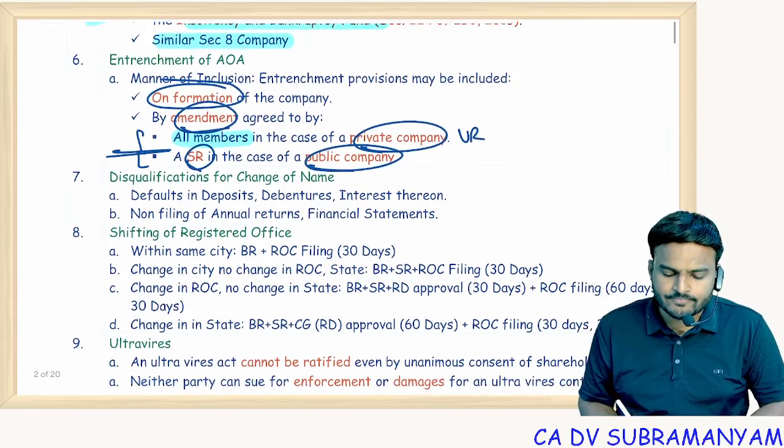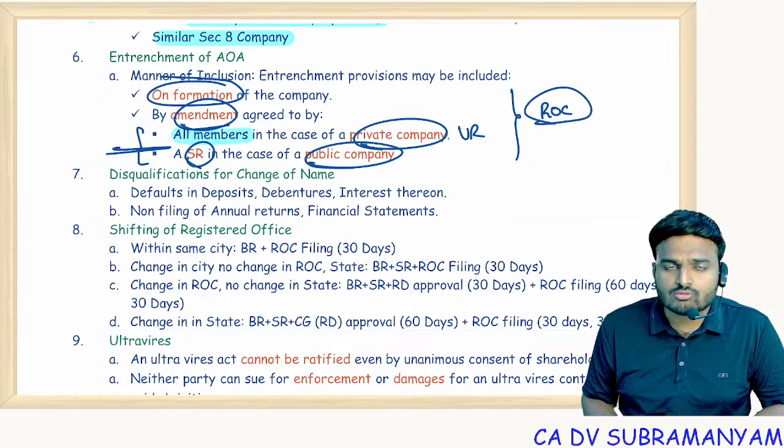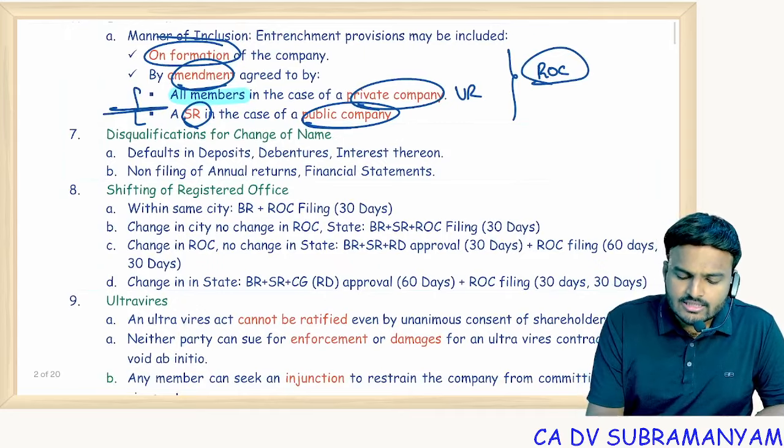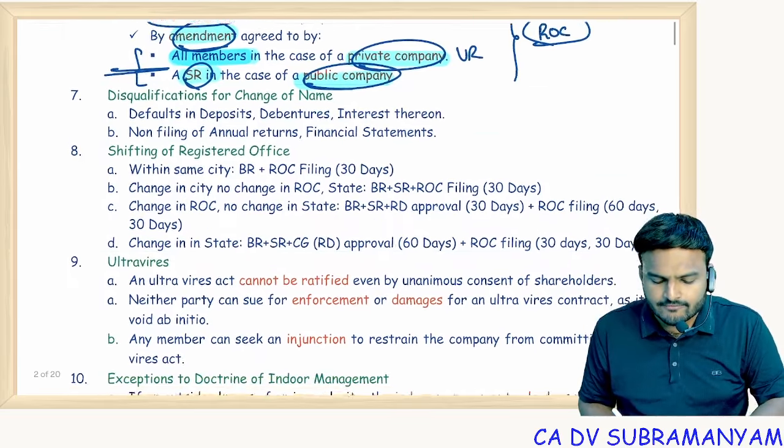Getting my point? In both the cases, communication with ROC is compulsory. Registration with ROC is compulsory. So here the tricky point is, if you are a private company, all members' consent is required for amendment. If you are a public company, special resolution is enough.